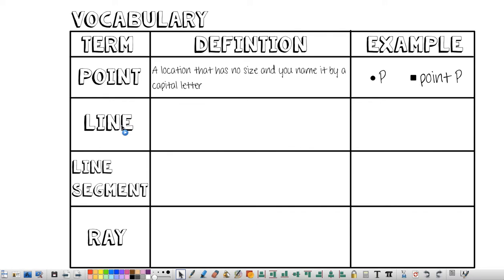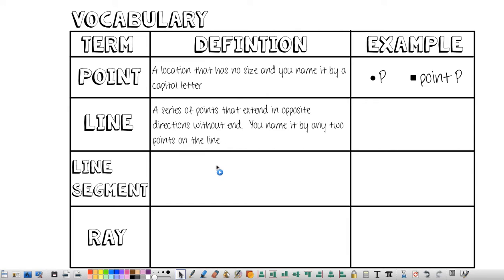A line is a series of points that extend in opposite directions without end. You name it by any 2 points on the line. Okay, so in this case, we have line AB. You can see it goes on in either direction because of the arrows on either end. And A and B are the only points that we see on here, so we call it line AB, or we can call it line BA. You can switch the letters around. It doesn't matter in this case because it goes on forever in both directions.